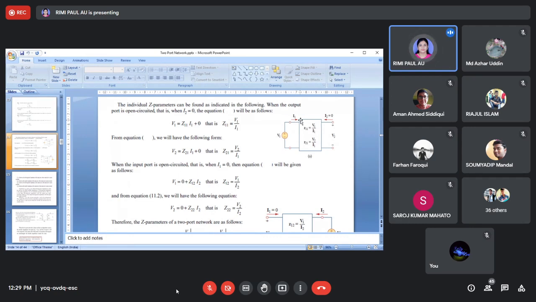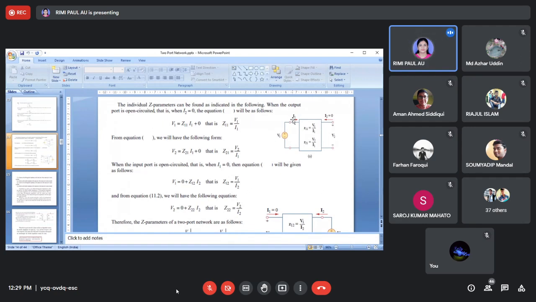Because to find impedance, we have to take the ratio between voltage and current, V by I. It will give us an impedance. So in the first case we got V1, I1, V2, so we can get two impedances. What are these two impedances? Either V1 by I1 or V2 by I1.